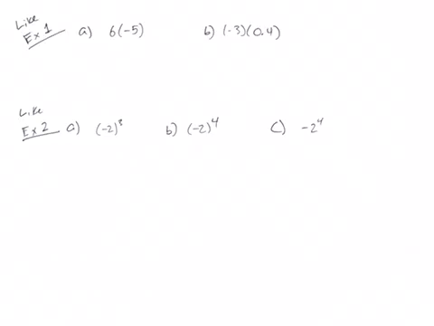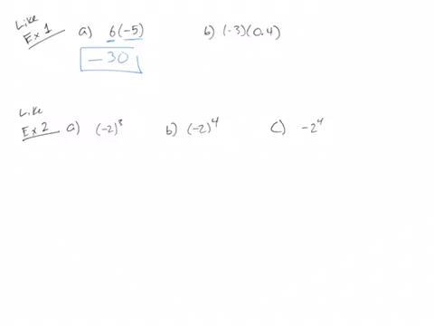Alright, so here we go. These are like example A. So let's just multiply the 6 and the 5. Notice the 6 is positive 6 and the 5 is a -5, so we know our answer is going to be negative. 6 times 5 is 30, so that's going to be my answer, -30.